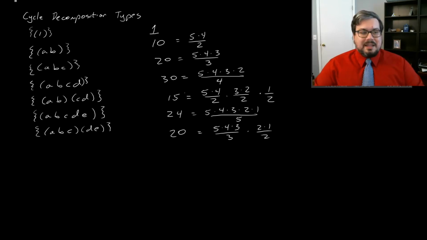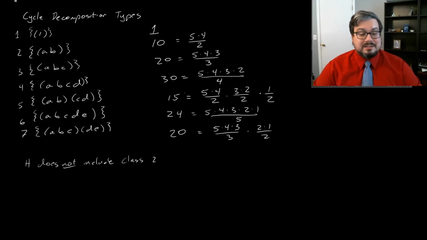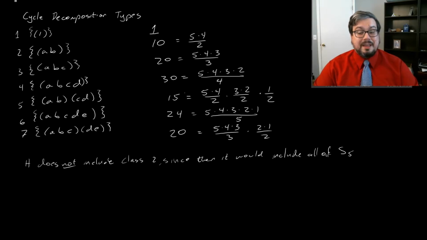So we can eliminate some things right away. Let me number these as class 1, 2, 3, 4, 5, 6, and 7. So H does not include class 2, since then it would include all of S5. Because if H included all the transpositions, then it would have to include all of the permutations, because all of the permutations are products of transpositions.